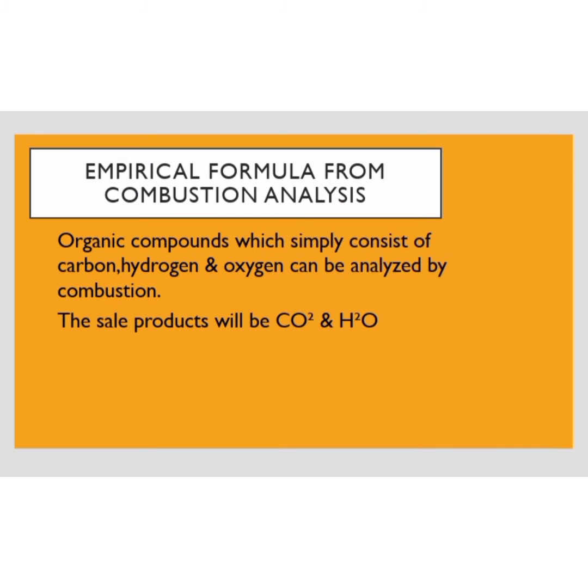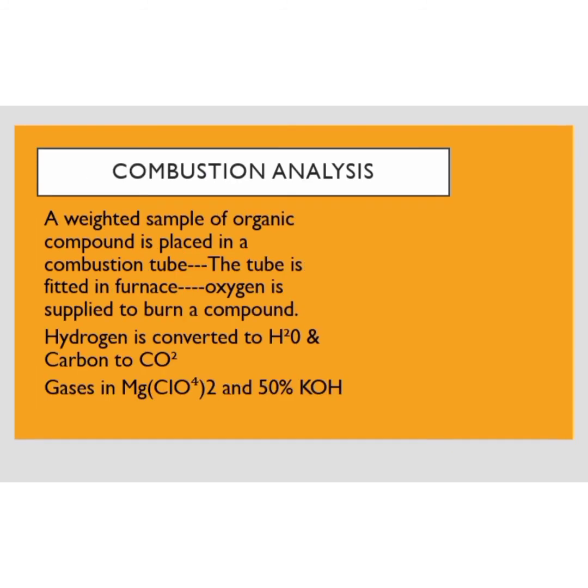Empirical formula from combustion analysis. Organic compounds which simply consist of carbon, hydrogen and oxygen can be analyzed by combustion, that is, by the burning process. The products will be carbon dioxide and water. Combustion analysis: a weighed sample of organic compound, for example carbon, oxygen, hydrogen, we have to enter into the combustion tube. Combustion analysis involves the following steps.